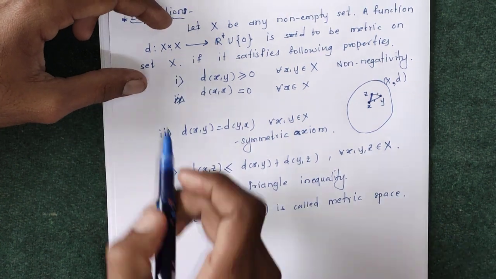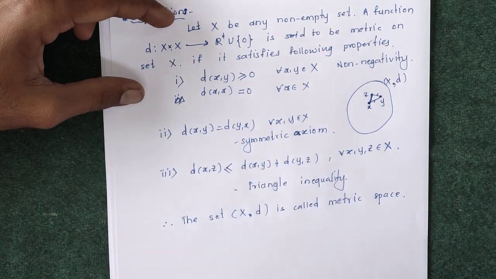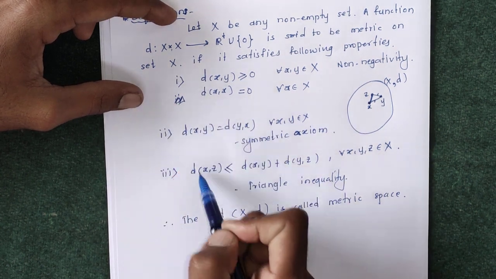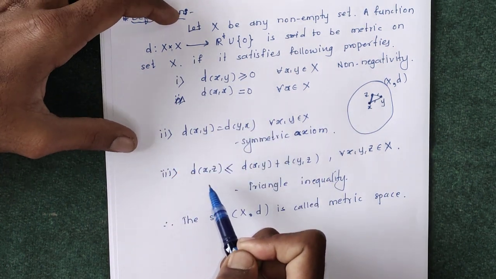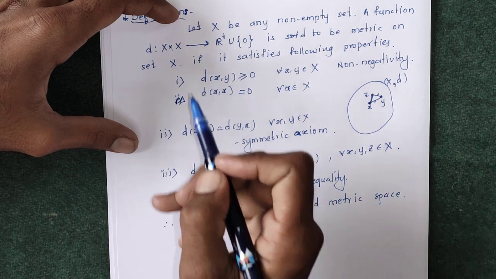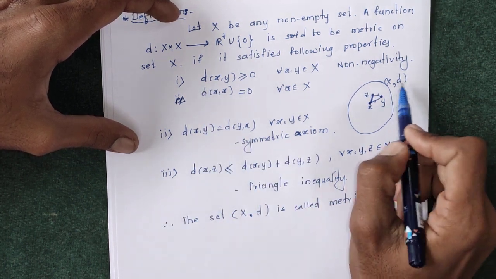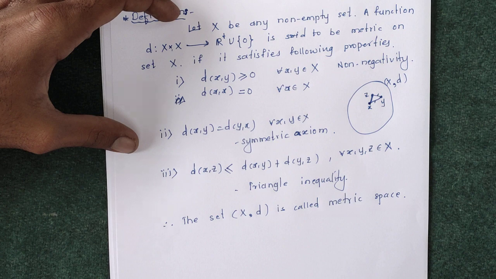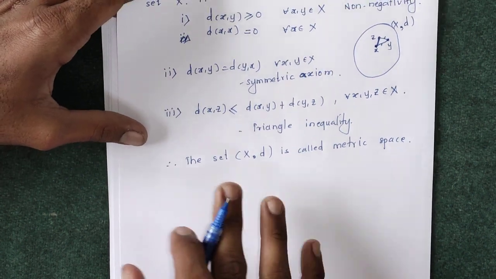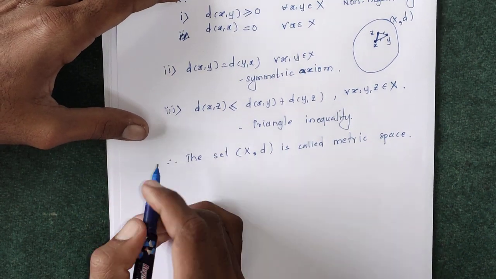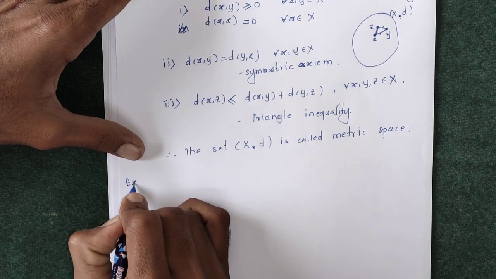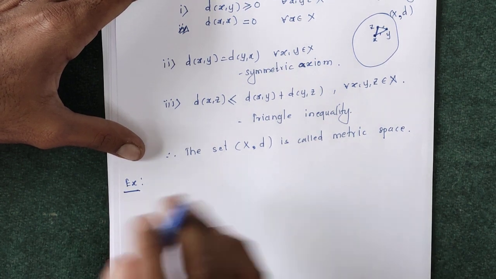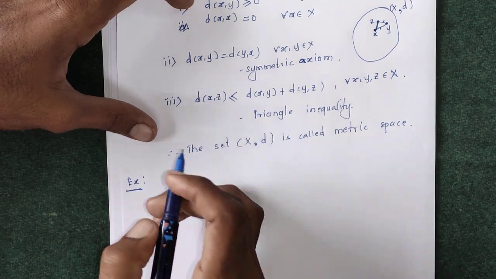So this function D on a non-empty set X is said to be metric on X if that function satisfies all these three properties, and if that function satisfies all these three properties on X, then that set (X, D) is called metric space. So this is the definition of metric space. Now we will see one example of metric space. That will make this definition more clear.